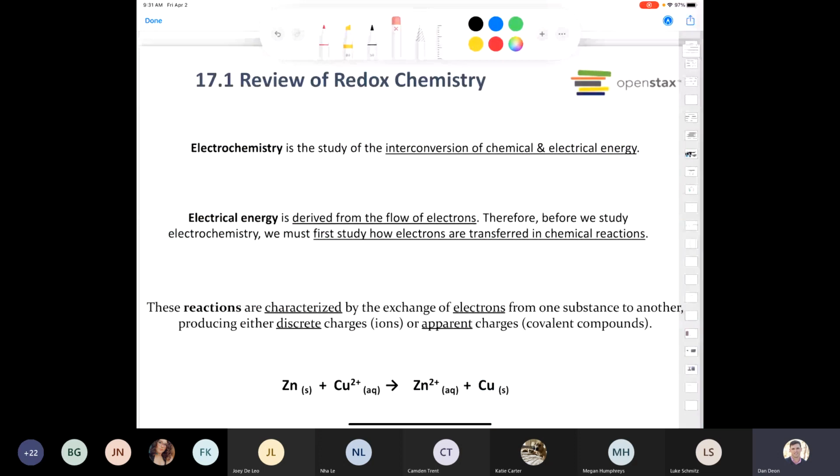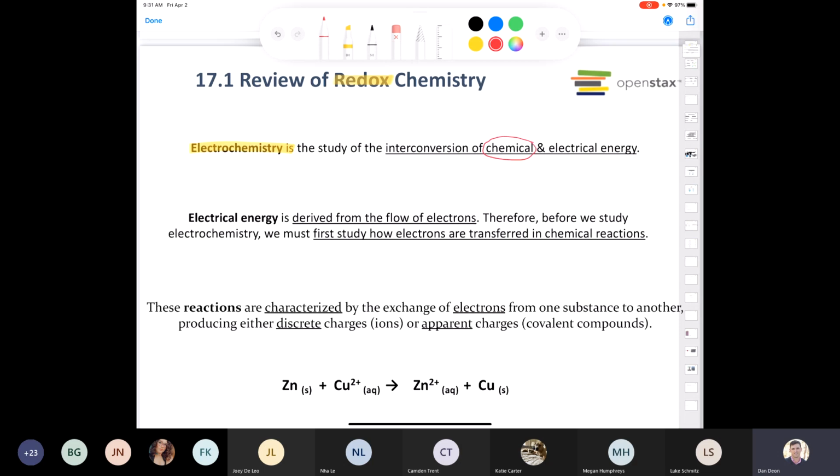All right, Chemistry 1411. This is chapter 17, which deals with electrochemistry. To get into the subject of electrochemistry, we're going to do a little review on redox chemistry, and we're going to define what electrochemistry is. Electrochemistry is the study of the interconversion of chemical and electrical energy.